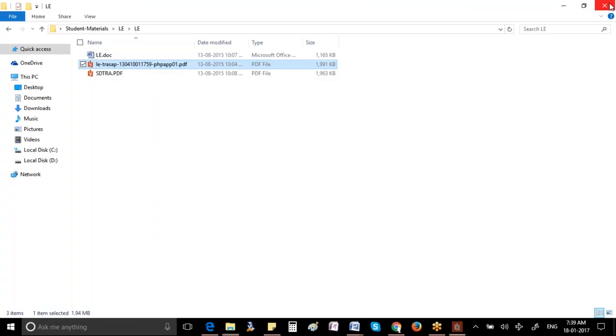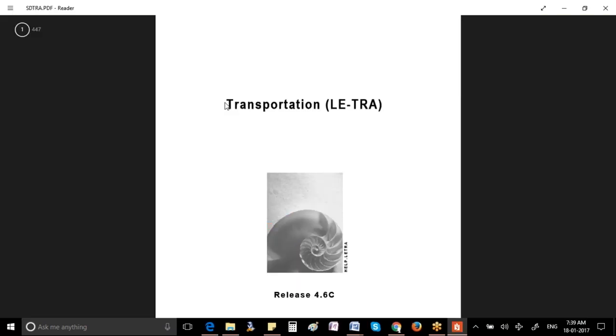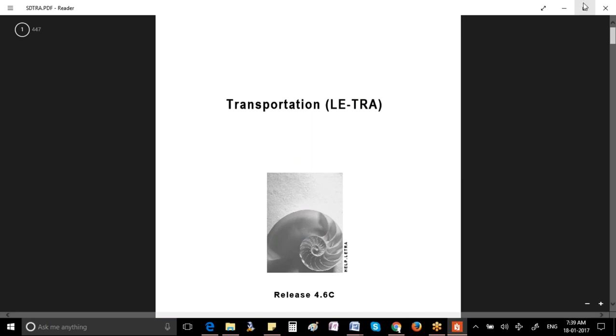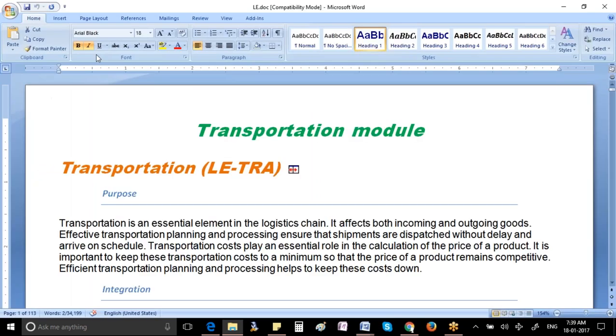This is 447 pages. So it's useless to read these 447 pages as of now. Why? Because you don't need that immediately. This 113 pages is much more than enough. 100% enough for your career immediately.